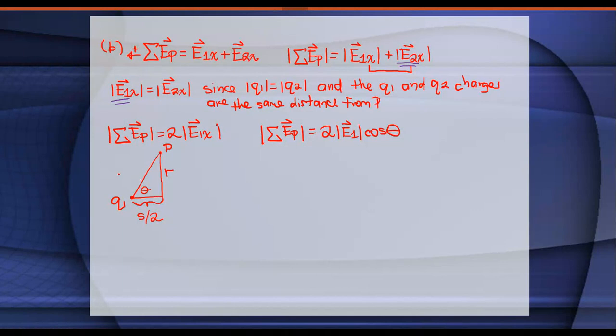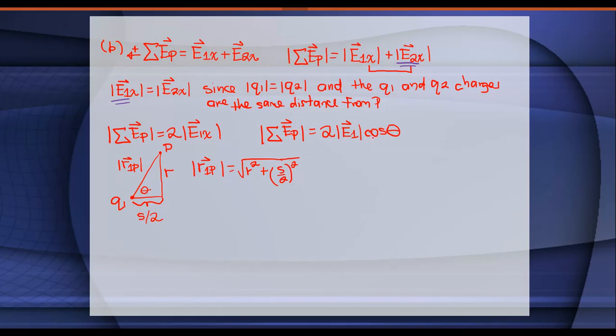So I'm going to call that R1P, the distance from Q1 to point P. To calculate that, R1P would be equal to, using the Pythagorean theorem, R squared plus (S over 2) squared. Now, I could expand the (S over 2) squared, but I'm just going to leave it in this format here.